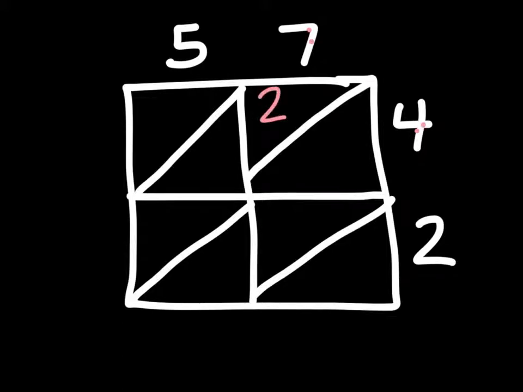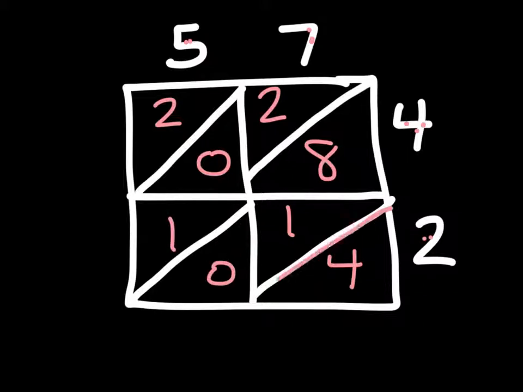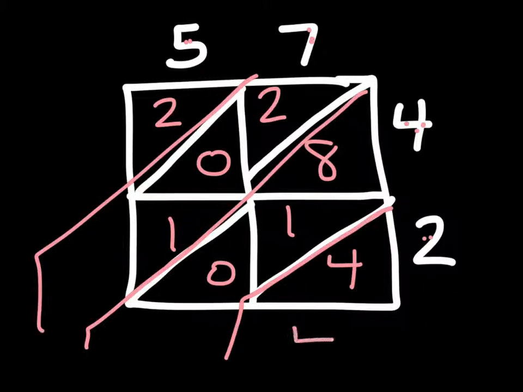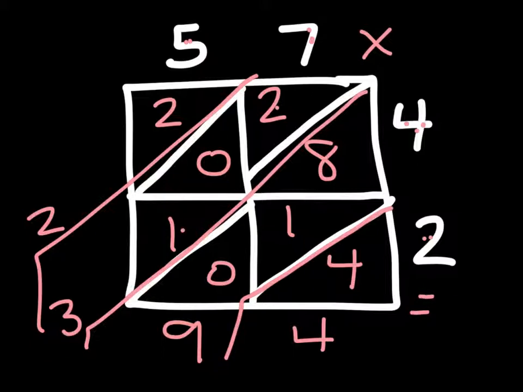7 times 4 is 28. 7 times 2 is 14. 5 times 4 is 20. 5 times 2 is 10. You need to draw your diagonals. 4, 8 plus 1 is 9, 2 plus 1 is 3, and bring down your 2. So the answer to 57 times 42 is 2,394. It'll be easier when the lattice boxes are drawn for you.